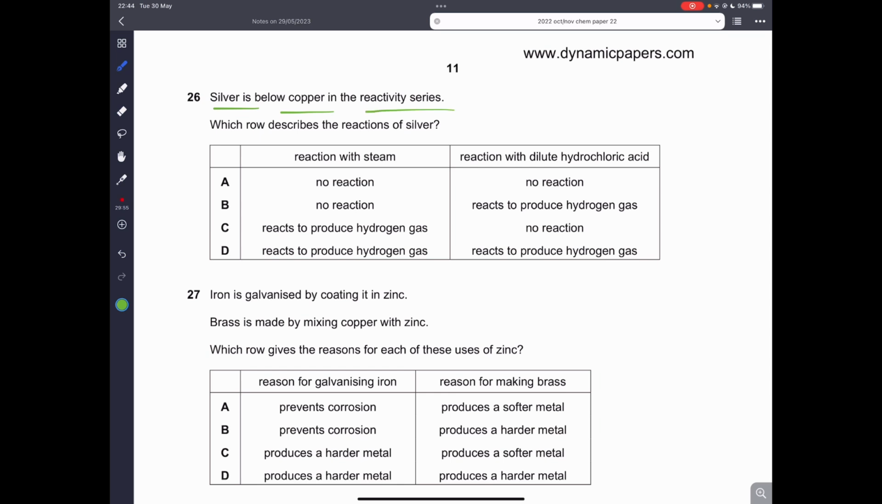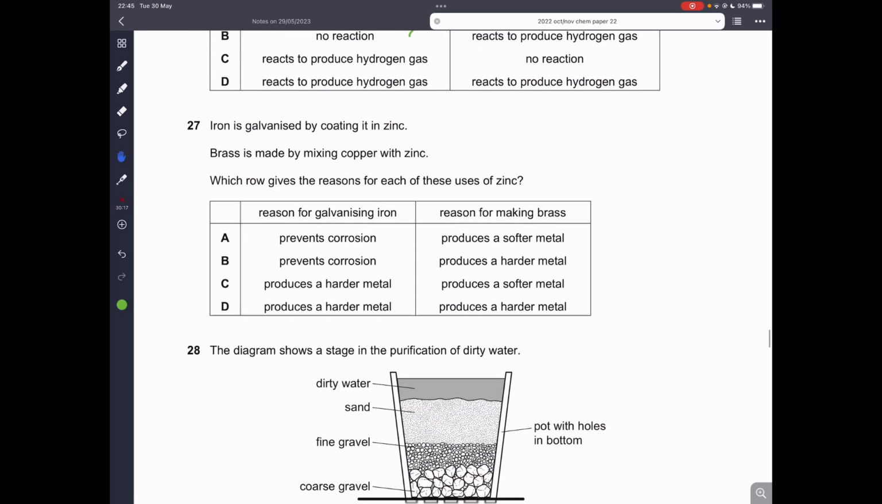26. Silver is below copper in the reactivity series. Which row describes the reaction of silver? Well, reaction with steam. Silver is very unreactive. It is actually the most unreactive other than gold. So it will not react with any steam whatsoever, so no reaction, and it will not react with acid either. So A is the correct answer.